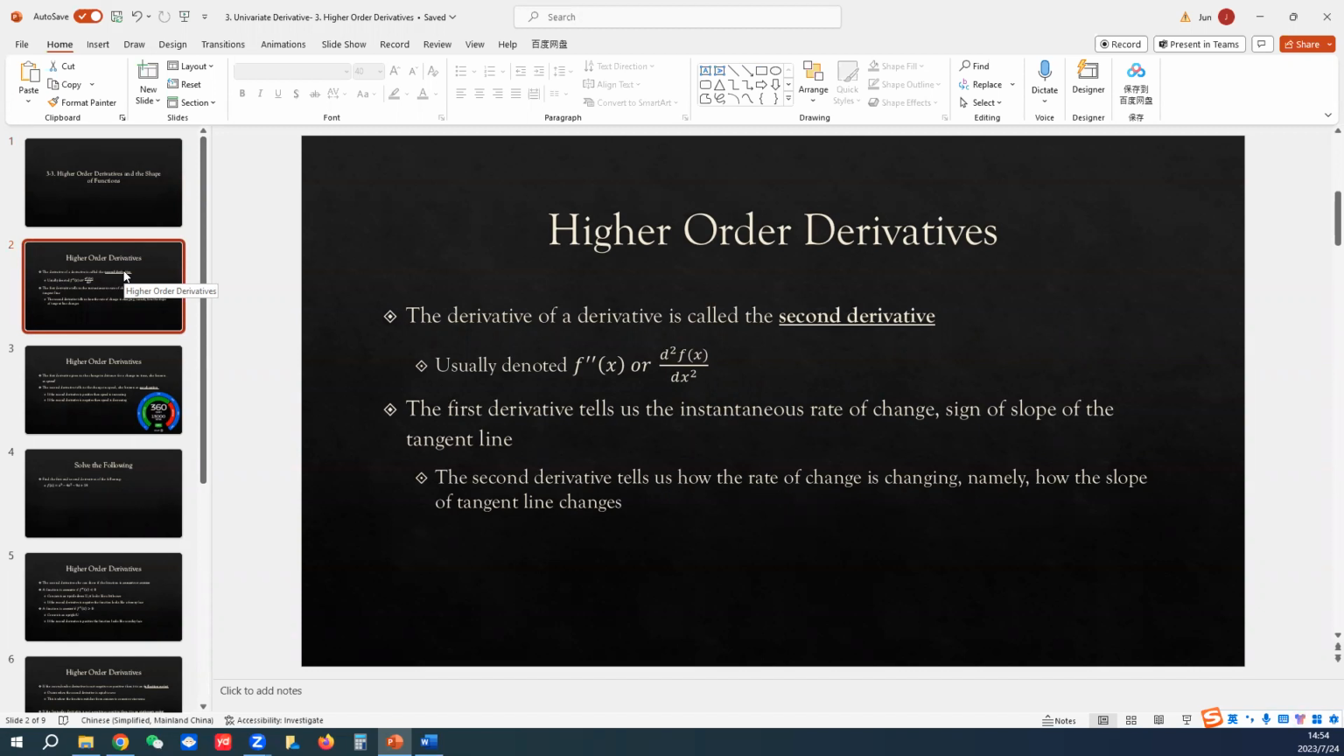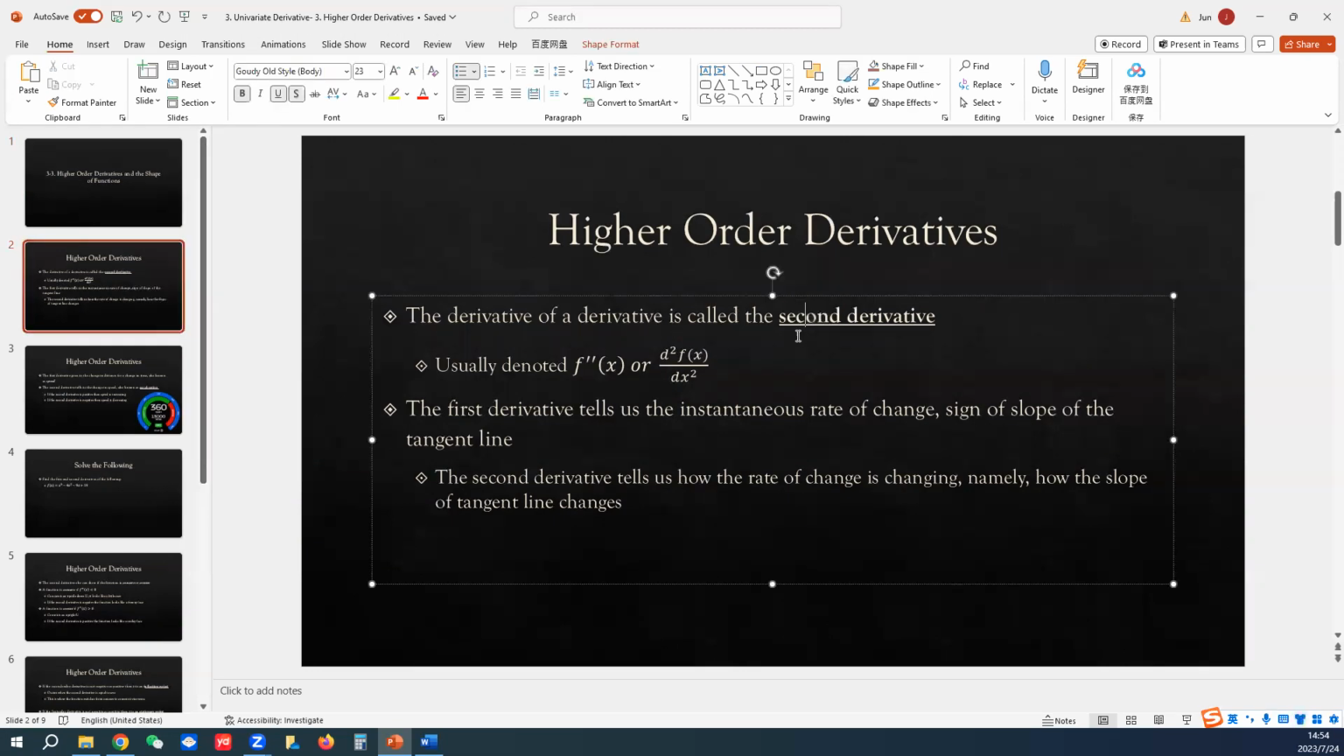That means we were deriving the original function, which is y equals f(x), for only once. So it's first order. So now if you're doing this again, then it's a second order derivative, right? If you're deriving a derivative of a derivative function, then this derivative twice is called a second order derivative, or second derivative on the slide.